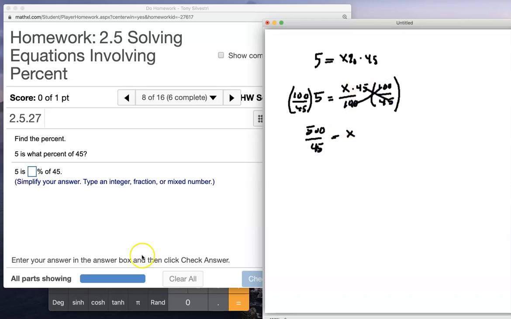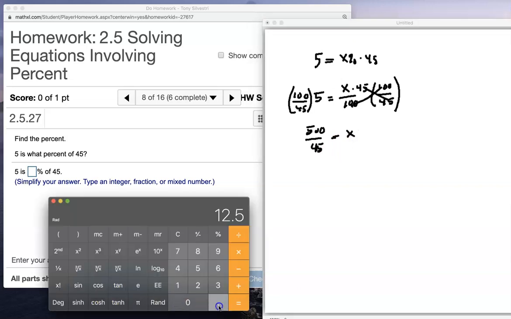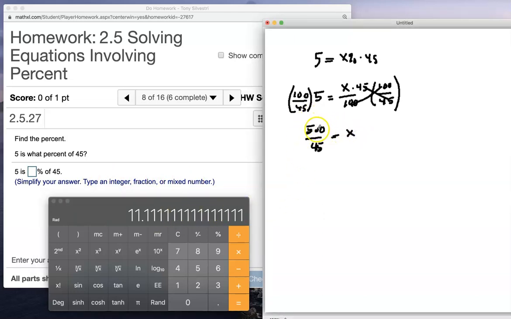All those numbers go away, so take your calculator. Clear it just to make sure. 500 divided by 45. Okay, this is not coming out nice and even, but now that I look at this, it says type an integer, fraction, or mixed number. They don't want decimals. So stay with this number. This is correct. The problem is 500 over 45 can be simplified. So keep it as a fraction because that's what they want.